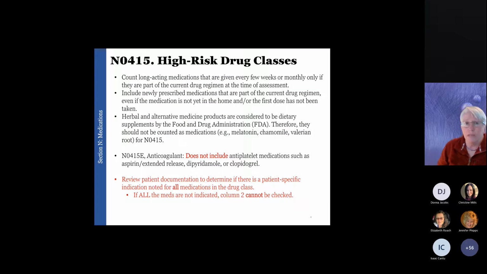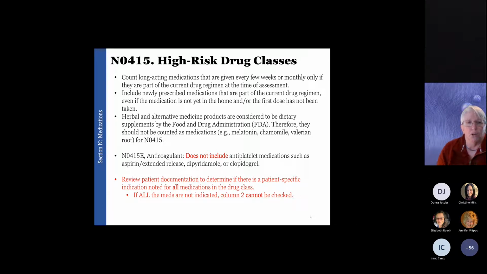So long-acting medications that are given every few weeks or monthly are counted only if they're part of the current drug regimen at the time of the assessment. We want to be sure that they're including newly prescribed meds that are part of the current drug regimen, even if that med is not in the home yet or the first dose hasn't been taken. So, we know the guidance changed in January as far as the meds aren't in the home yet. How do we answer these items? Well, we'll just pretend, and can you tell how they do with adjusting, taking the meds and all that?